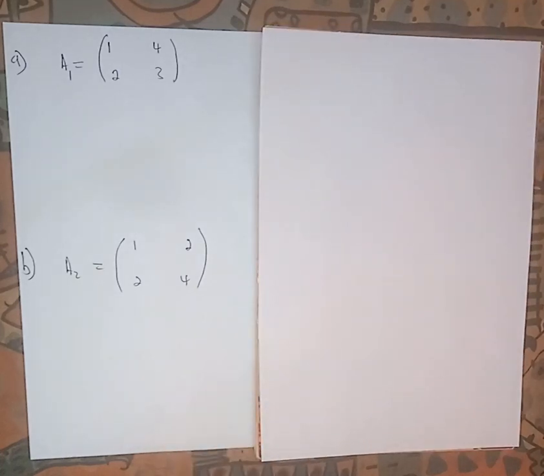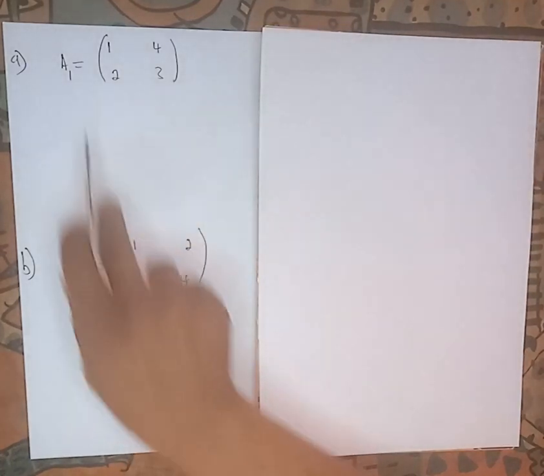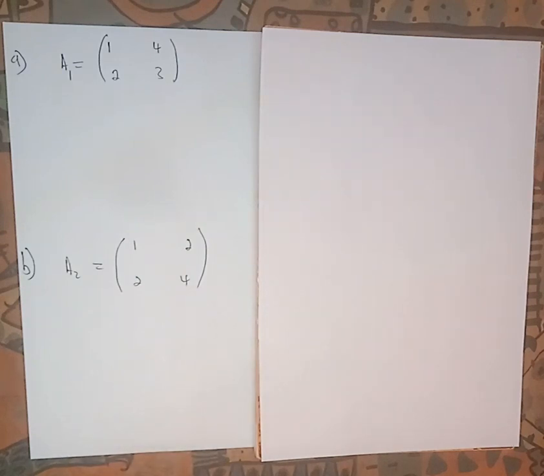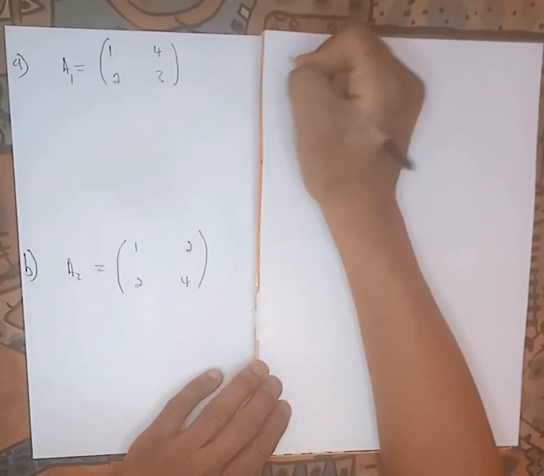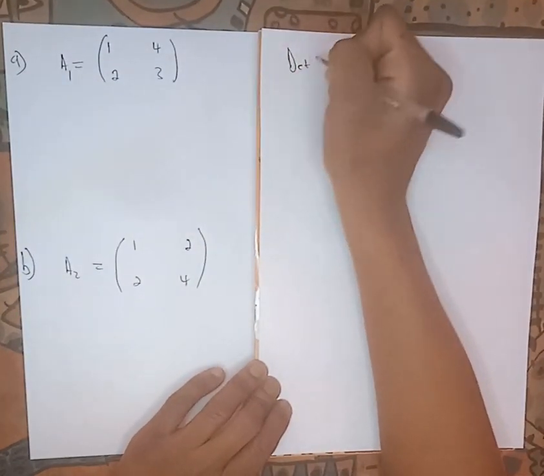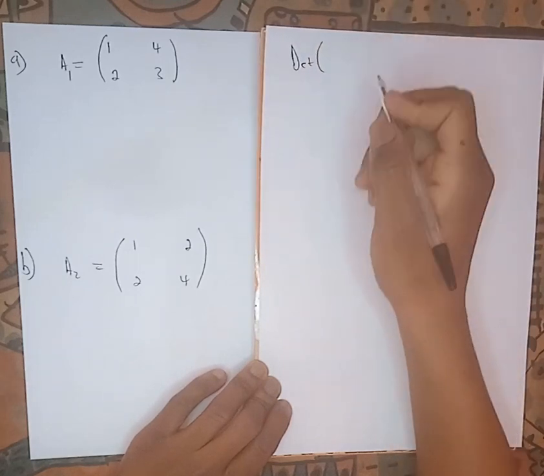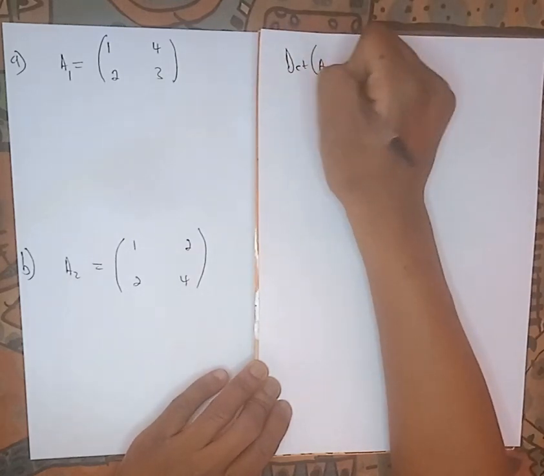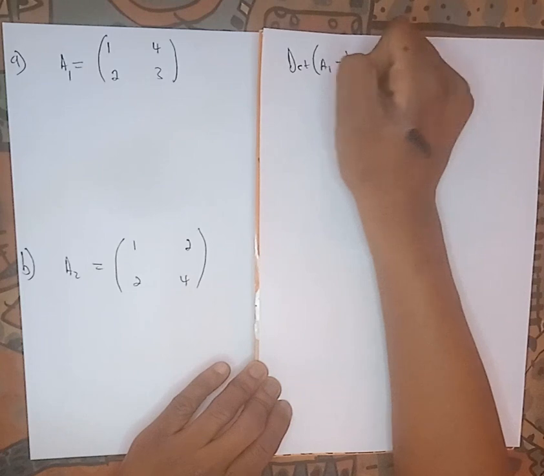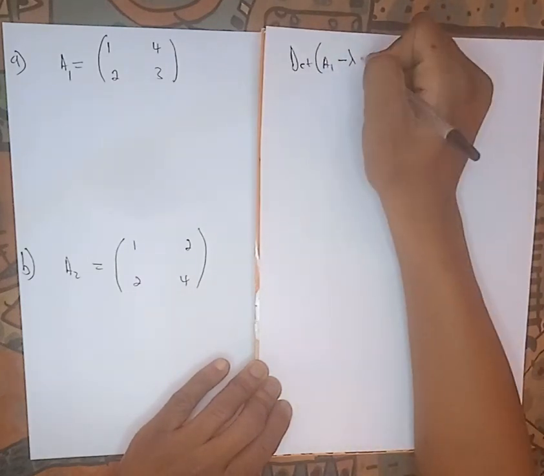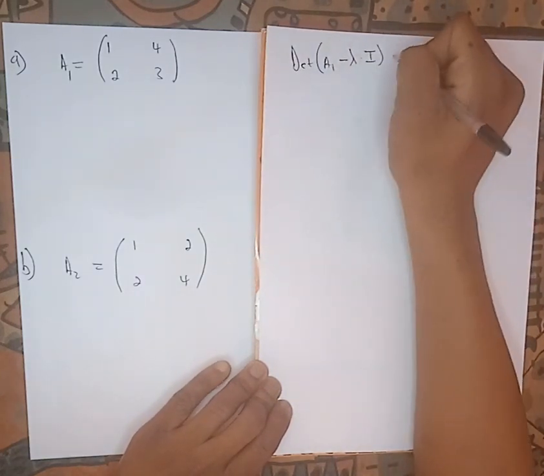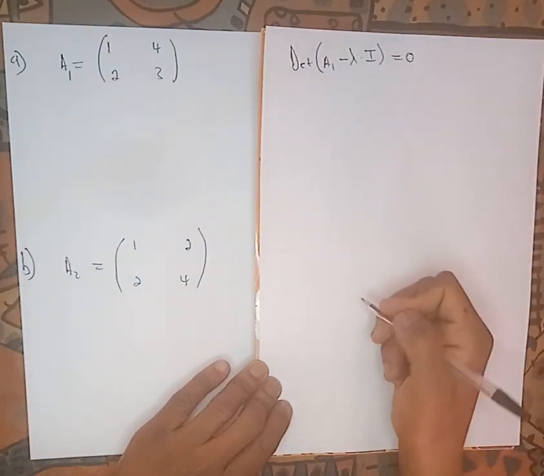Suppose that we are given a matrix. This is the first question, which is A, matrix A1. And then they want us to find the eigenvectors and the eigenvalues for this matrix. But we know that the determinant is the formula that we're going to be using throughout to find the values of the eigenvalues, multiplied by the identity matrix. This will be 0.